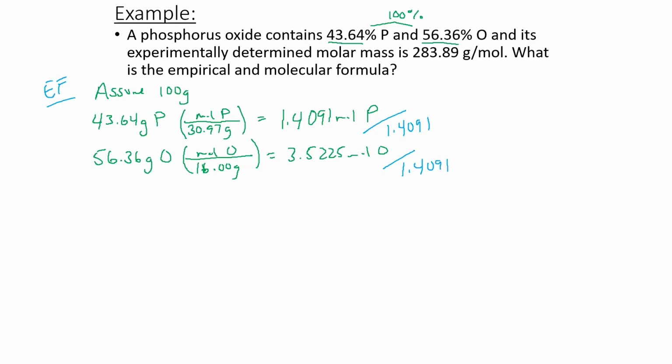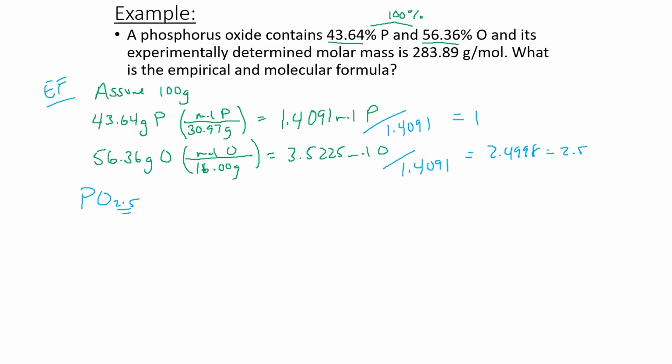When we divide out the oxygen, 3.5225 divided by that 1.4091, we get 2.4998, which is approximately 2.5. So if we were to write our empirical formula at this point, we would have PO 2.5. And as we've talked about before, that 2.5 is not good, too far to round.